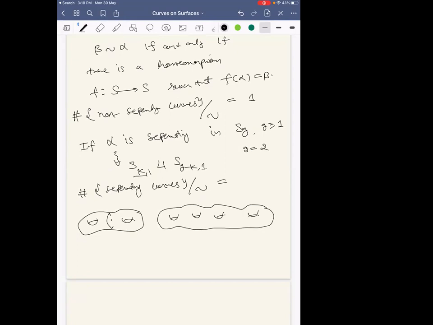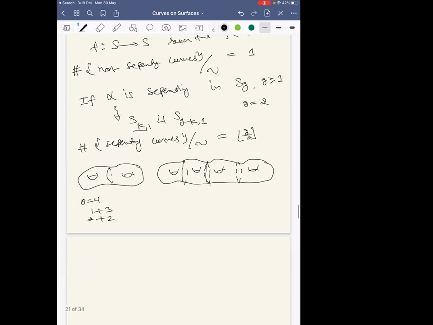So how many? We just have to look at this configuration, like K1 and G minus K1. How many ways can you partition it? If G is 4, we just have to look at 1 plus 3 and 2 plus 2. There are just 2 ways. So for example, this curve and this curve are in the same equivalence class. And then there is this, which is just G by 2.